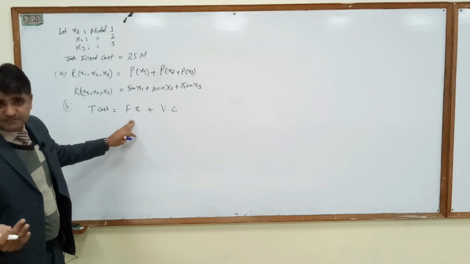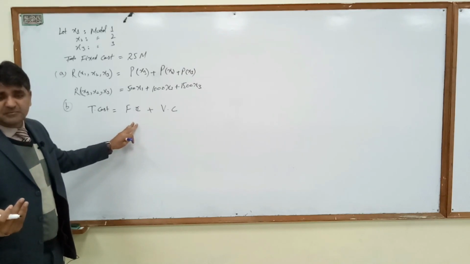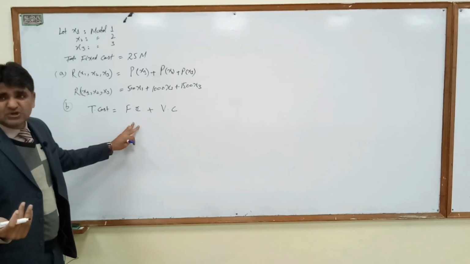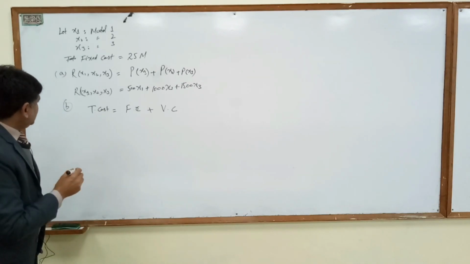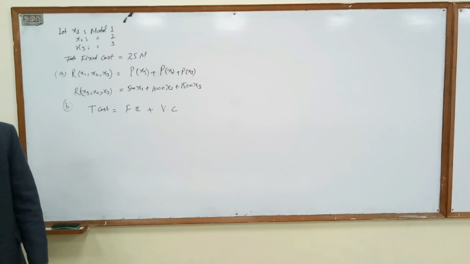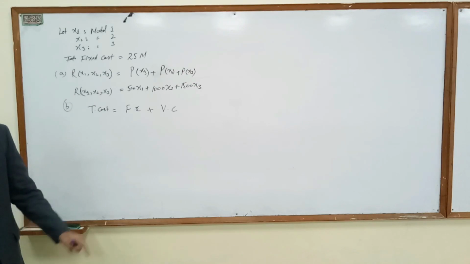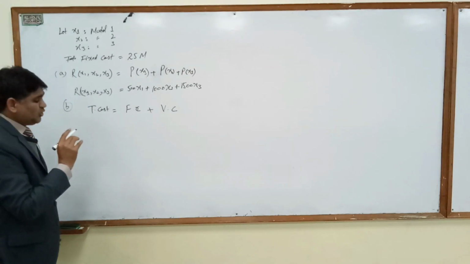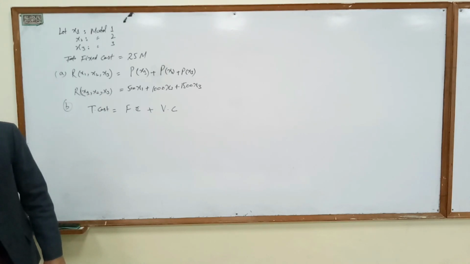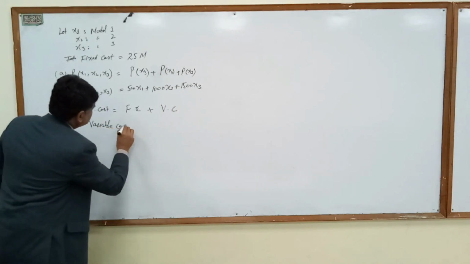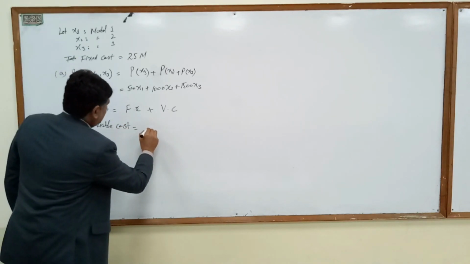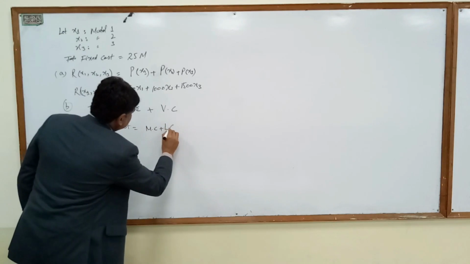Variable cost of model 1, material cost and labor cost of model 1. Material cost of model 2. Material cost of model 3. So in the variable cost there are two costs. Model 1, X1 is model 1. So the coefficient of X1 will be material cost plus labor cost. So we can write variable cost is equal to material cost plus labor cost.